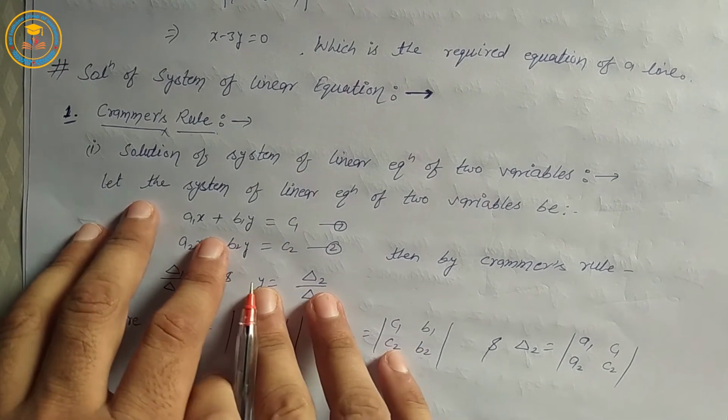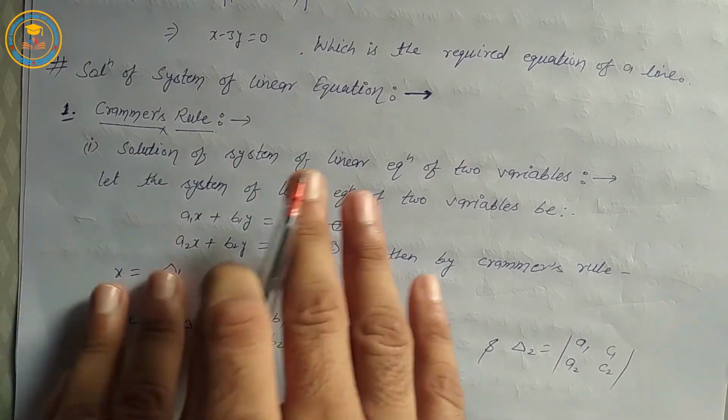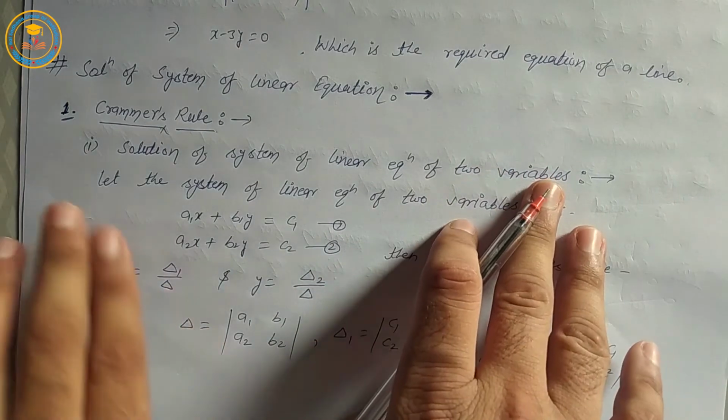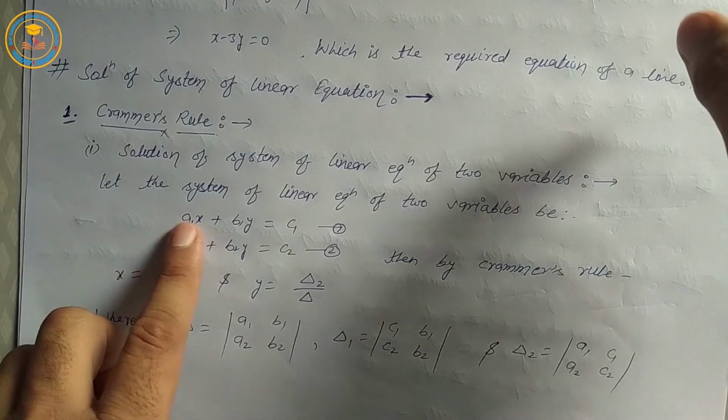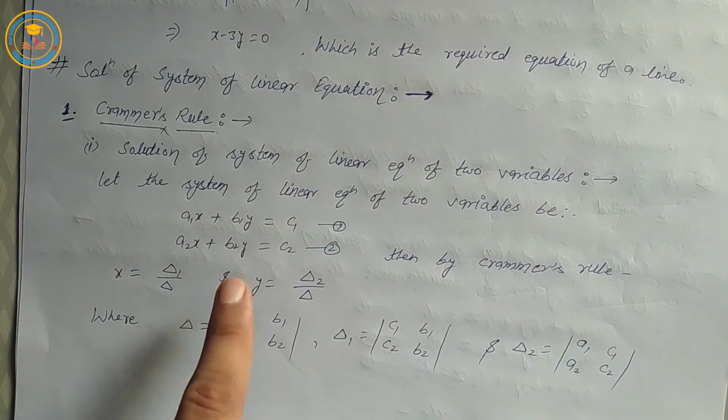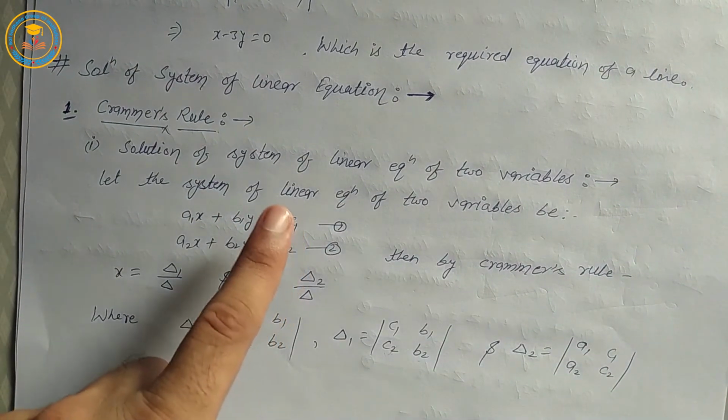Again, solution of a system of linear equations of two variables. Let the system of linear equations of two variables be a1x plus b1y is equal to c1 and a2x plus b2y is equal to c2, equations first and second.